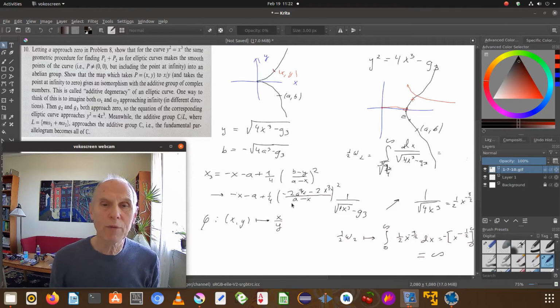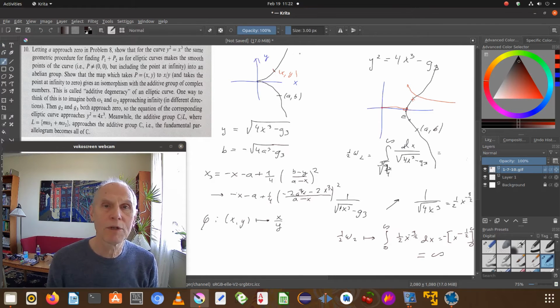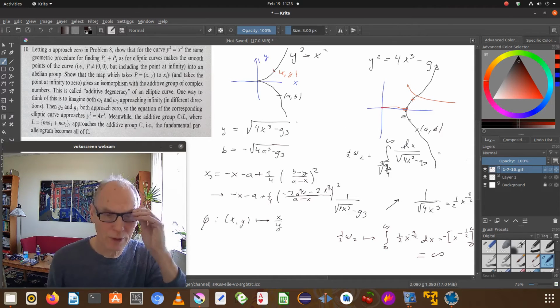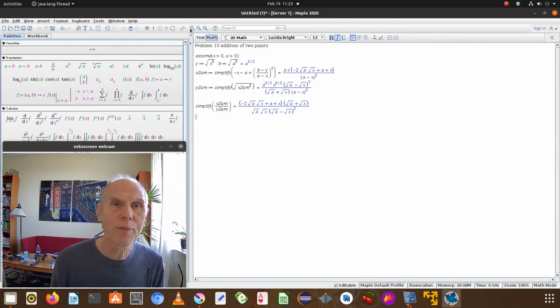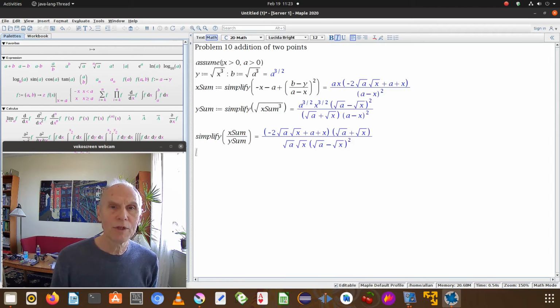When typing into Maple, I realized that I actually had to set a equal to 1 to get the curve we actually want, which was y squared equals x to the third. So a should have been 1. So this is what Maple told me. So we assume x and a are positive, set y to the values. Oh, actually y should be negative, but never mind. Let's have two positive values.